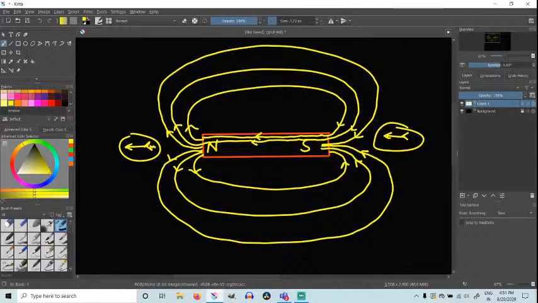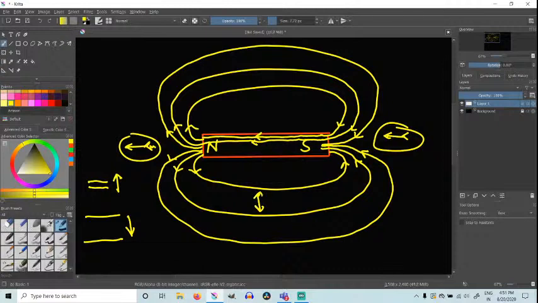The relative strength of the magnet is shown by the degree of closeness of the lines. The closer the magnetic lines are, the greater the magnetic field strength, and the farther apart the magnetic field lines are, the weaker the magnetic field strength. So you can see that the field is very strong near the north pole and the south pole, but away from the magnet, parallel to the magnet, the field is weak.